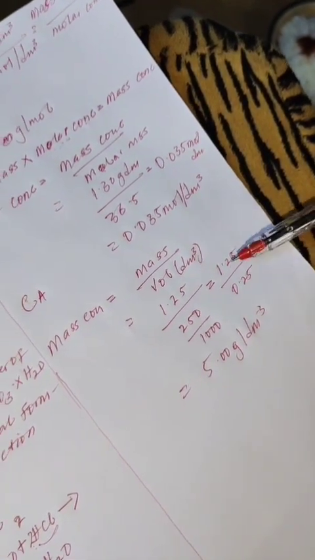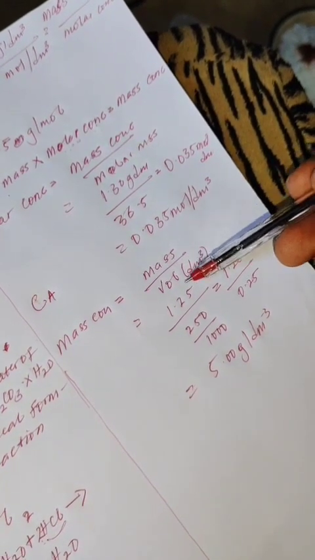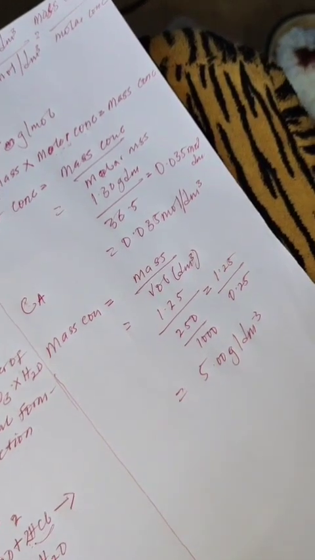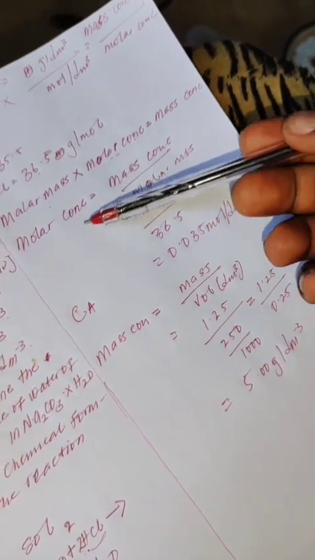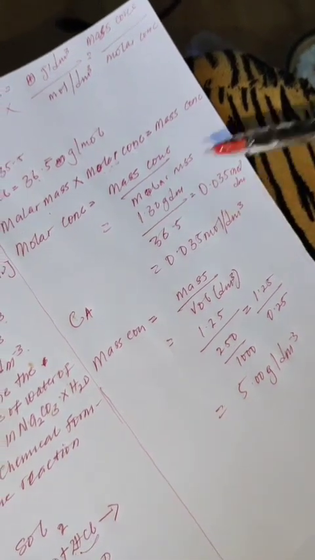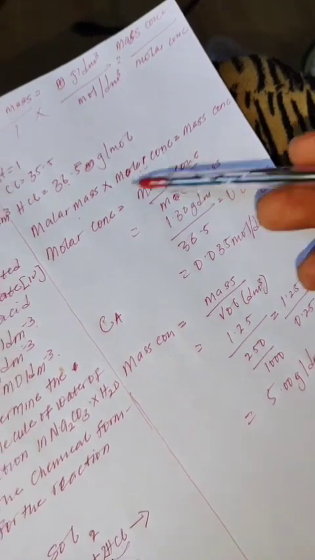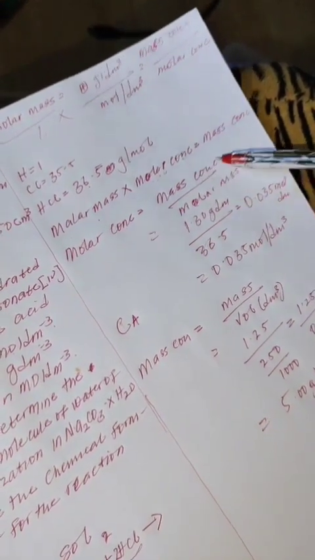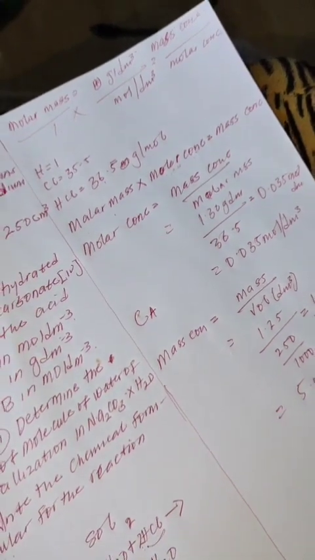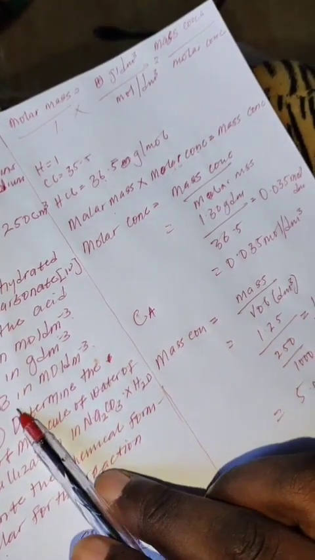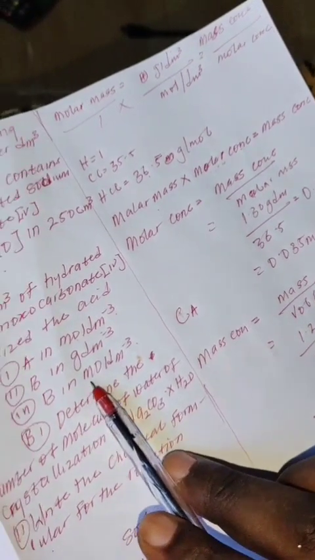Now, that's how we solve questions regarding mass concentration. Mass concentration is the ratio between the mass of the solute and the volume in dm³, while the molar concentration is the ratio between the moles of the solute and the volume in dm³. While molar mass is the ratio between the mass concentration and the molar concentration. Now the last question we are going to solve here is B, the concentration of B in mole per dm³.